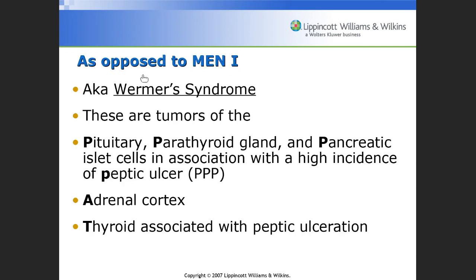All right, so we're going to see the three different Men a little bit. And just to note that Men 1 is 3P: the pituitary, parathyroid gland, and pancreatic islet cells, okay, or PPP. And now we're going to look at what are the abnormalities of the parathyroid, if you will.